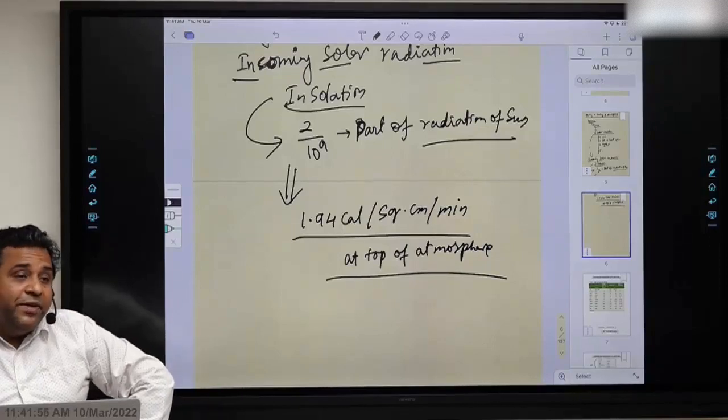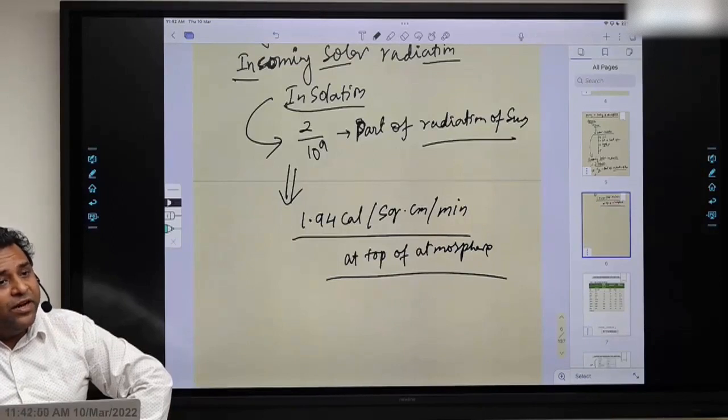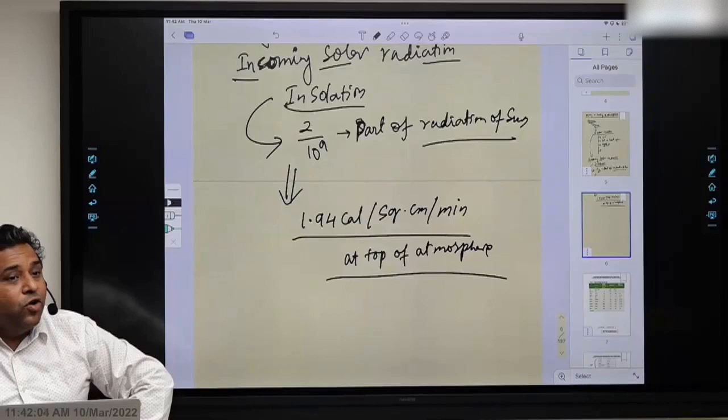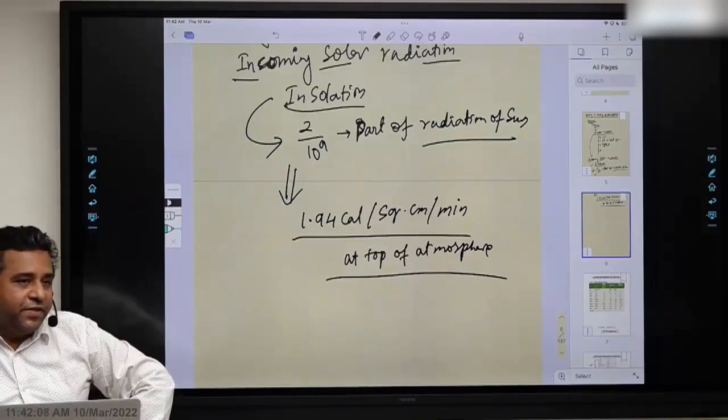Yes, insolation means incoming solar radiation. Radiation means all the radiation of the sun. Na? It's not only light radiation. It is not the UV radiation. Insolation means all the radiations of the sun.